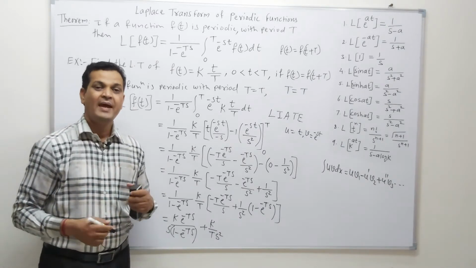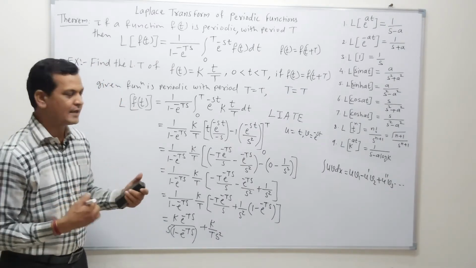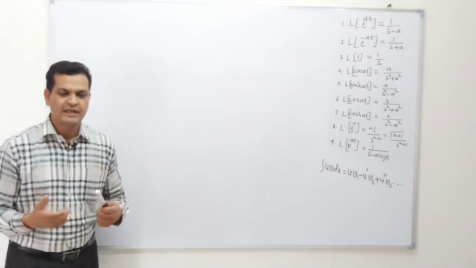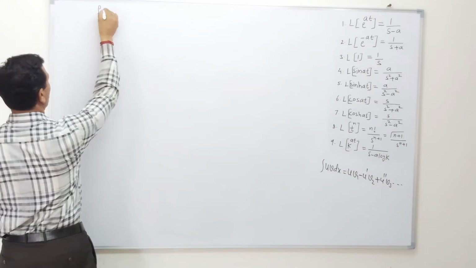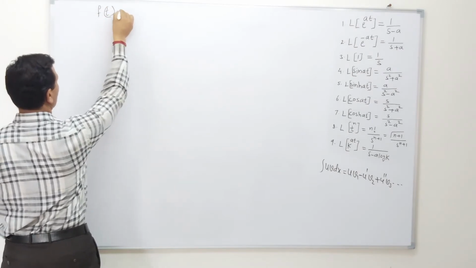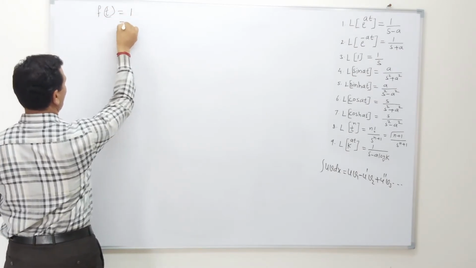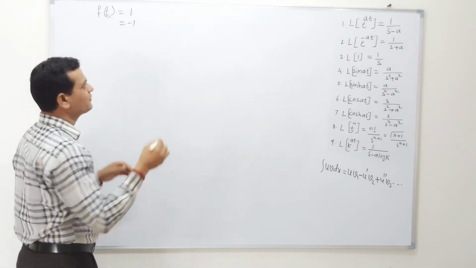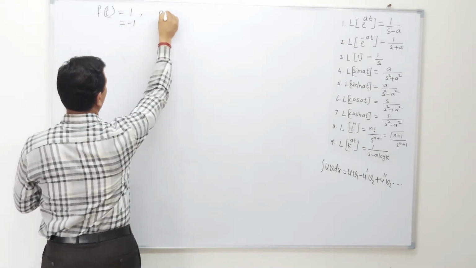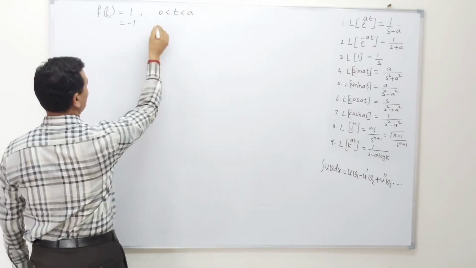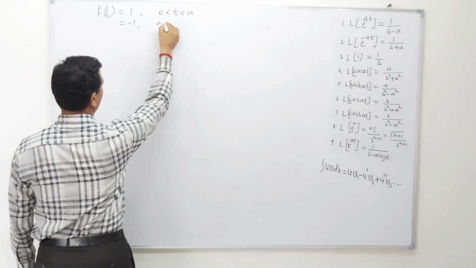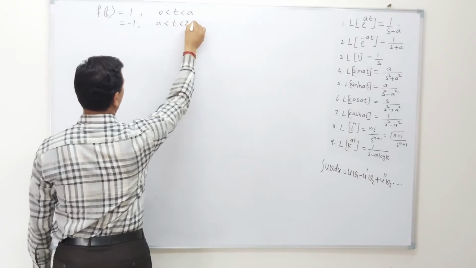Now let's take some critical examples for your practice. Now friends, let's take the next example. So the example is to find the Laplace transformation of f of t equal to 1 for 0 is less than t less than a, and minus 1 for a is less than t less than 2a.